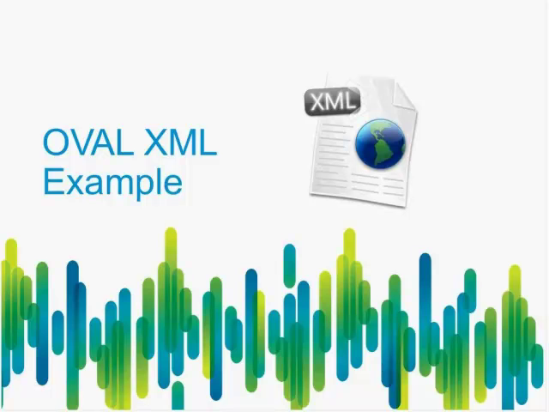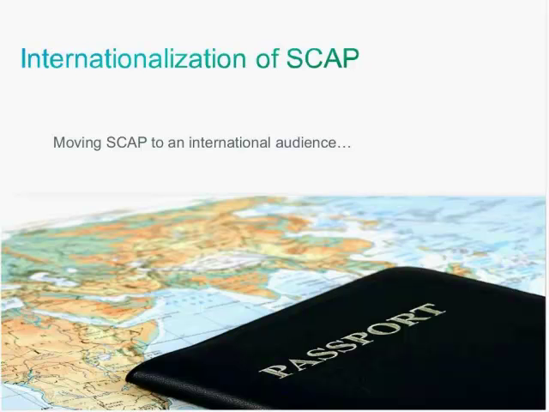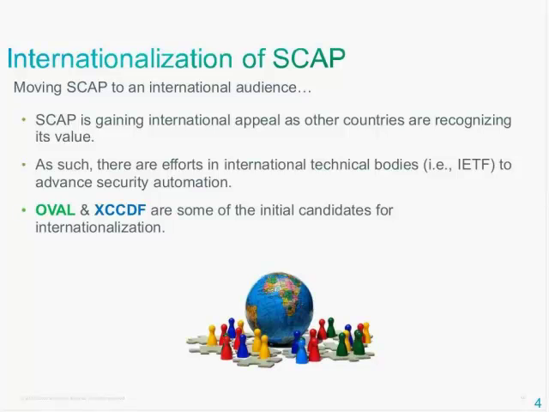to give an example of the actual XML, actually before that, let me take a step back and talk about something that I briefly mentioned before, which is the internationalization of different standards, specifically of SCAP, moving from the public sector to a more international audience. There's a lot of international appeal, as other countries are recognizing the value of SCAP and the value of OVL. And because of that, of course, there are a lot of efforts in many technical bodies.